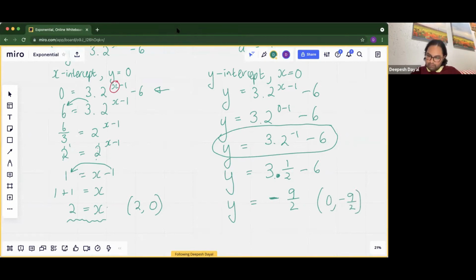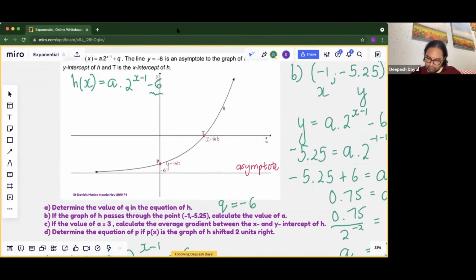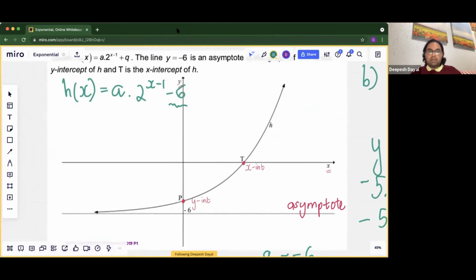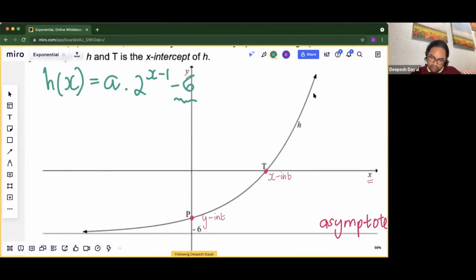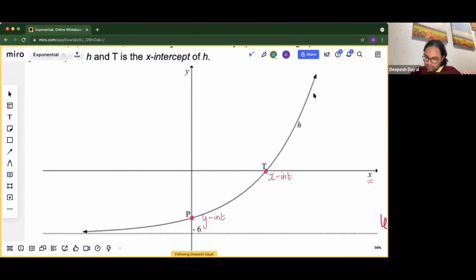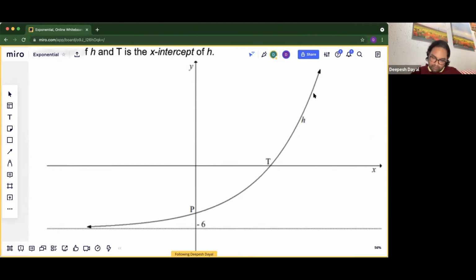Okay, let's plug it into our graph. Let's just see what's happening here on the screen. I think that's clear enough for you. Let us clean this up, so we sort it out nice and neat. Okay, now we're going to plug in our x-intercept and our y-intercept, right? So we've got the x here, which is (2, 0), and the y, which is (0, minus 9 over 2).